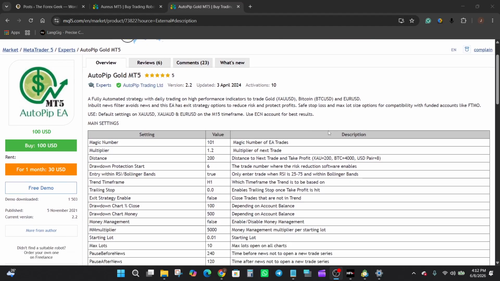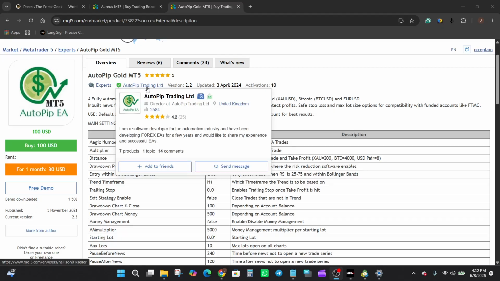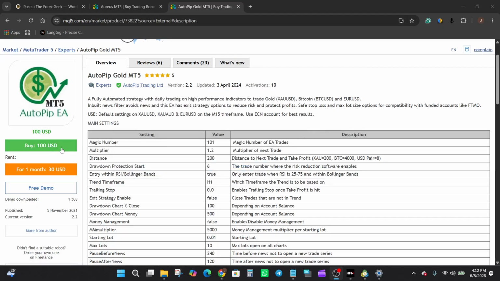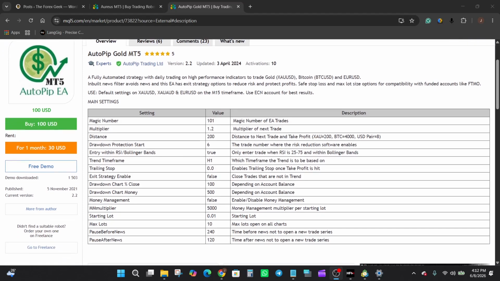So here we are on the MQL5 marketplace page. This is Autopip EA by Autopip Trading Limited, currently priced at 100 US dollars with a rental option starting from 30 US dollars per month. It's version 2.2, updated in April 2024 with 10 activations available. From the marketplace information, I can confirm this EA supports both MetaTrader 4 and MetaTrader 5, so I'll be referring to both.